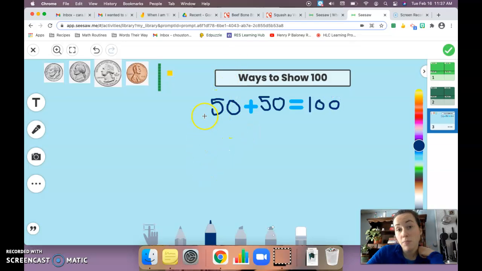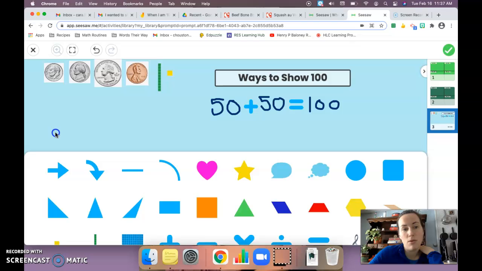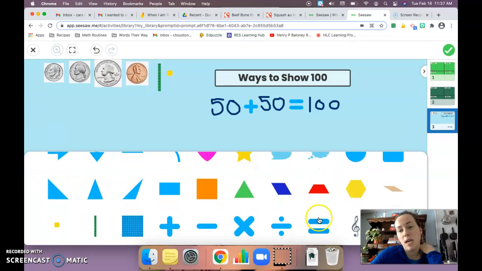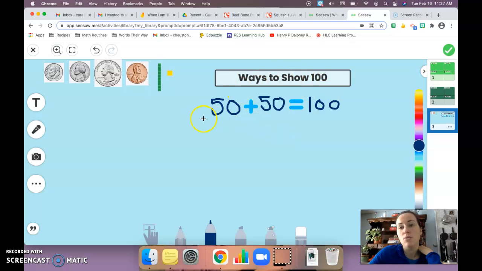So I can write it with my markers and do different equations to show 100. That's up to you. So you can use those symbols, and again, those are in the shapes here where the 3 dots are. Go into shapes, and then the addition sign and the equal sign is in there. So you can do different number sentences.